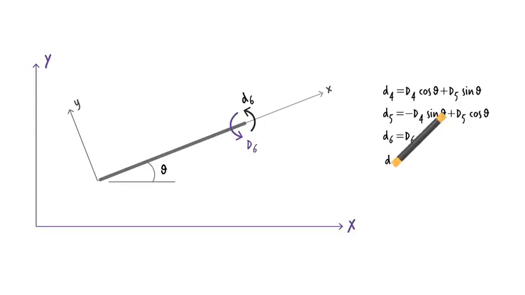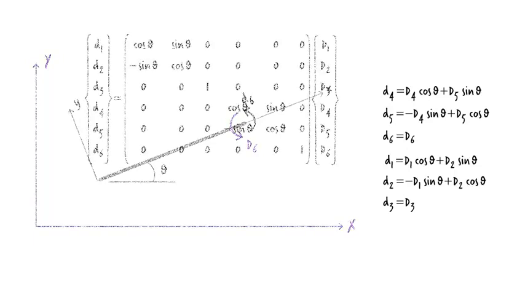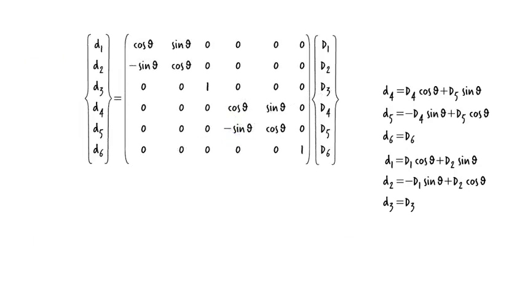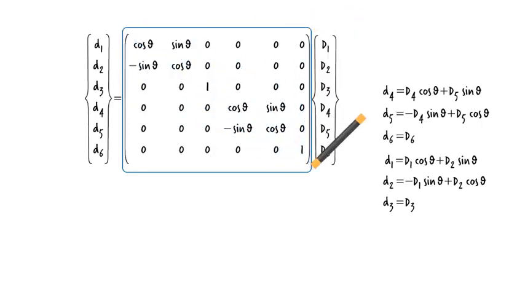We can write D1, D2, and D3 in a similar manner. This gives us a total of 6 equations. Writing them in matrix form, we get. We call this displacement transformation matrix T. We can obtain a similar matrix for force transformation.